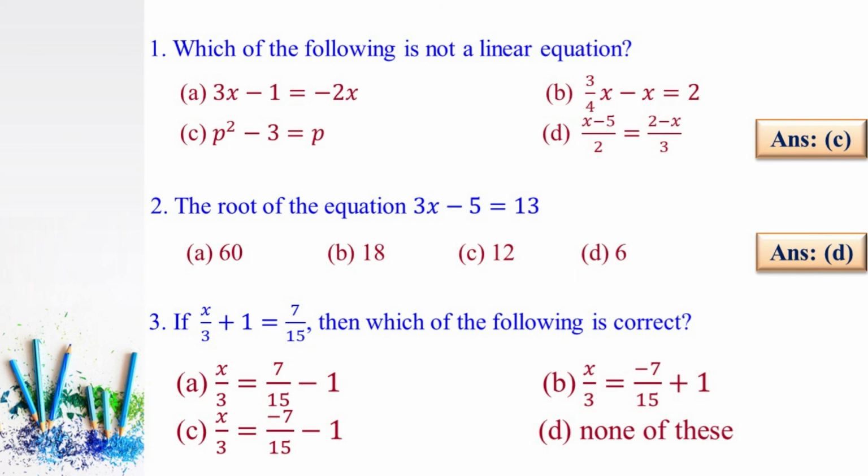Here, option A is correct. Since the plus 1 transposing to RHS, x by 3 equal 7 by 15 minus 1. Option A is correct.